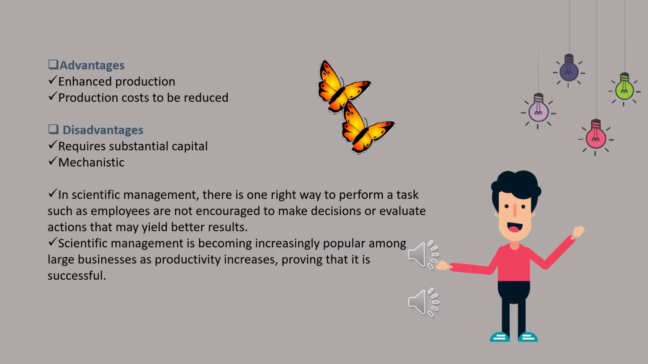Next, for the disadvantages of scientific management theory, it requires substantial capital. The theory requires a large capital investment and is considered an expensive system.